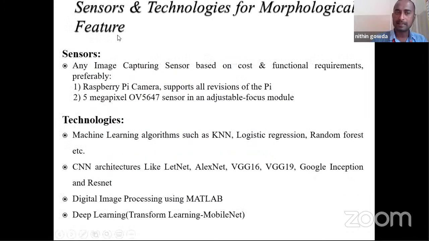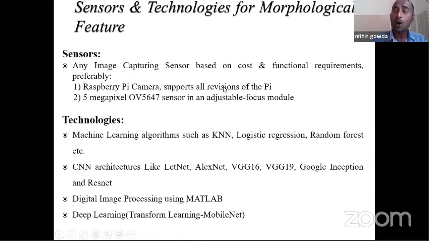The setup required for this morphological classification is an image capturing sensor, such as a Raspberry Pi camera with a minimum of 5 megapixels and with focus. Which technologies can you use? For image analysis, you can use machine learning algorithms such as KNN, random forest, SVM, or CNN architectures such as LeNet, AlexNet, VGG16, VGG19, ResNet. You can use any architecture, digital image processing using MATLAB, or transfer learning. So you can use advanced technologies to classify the insect using morphological features.